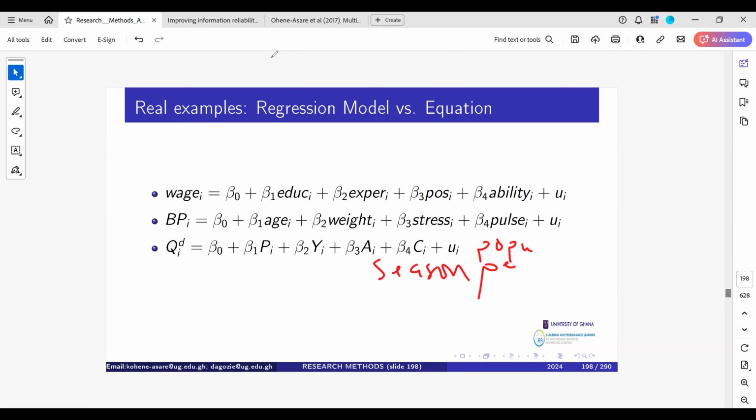Speculation of prices, price changes, the same thing as price expectation. And price of other related commodities. We've already mentioned substitutes and complements. And that is the same as the price of other related commodities.